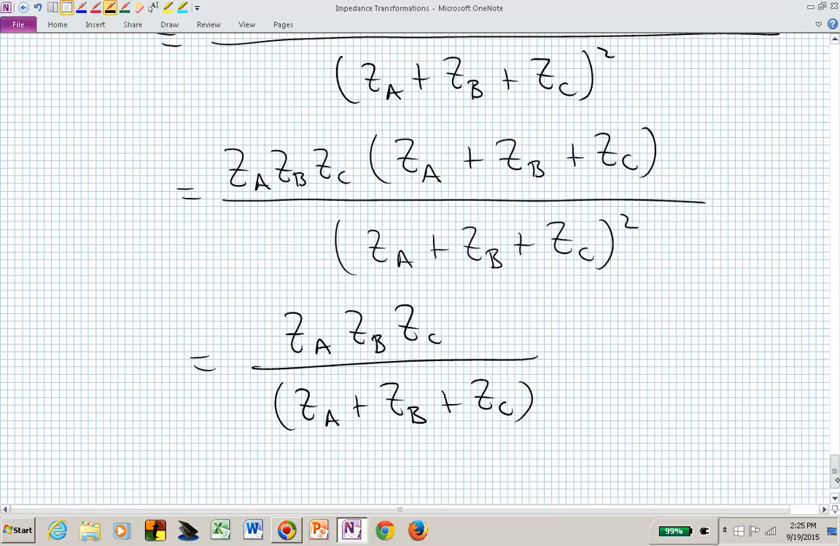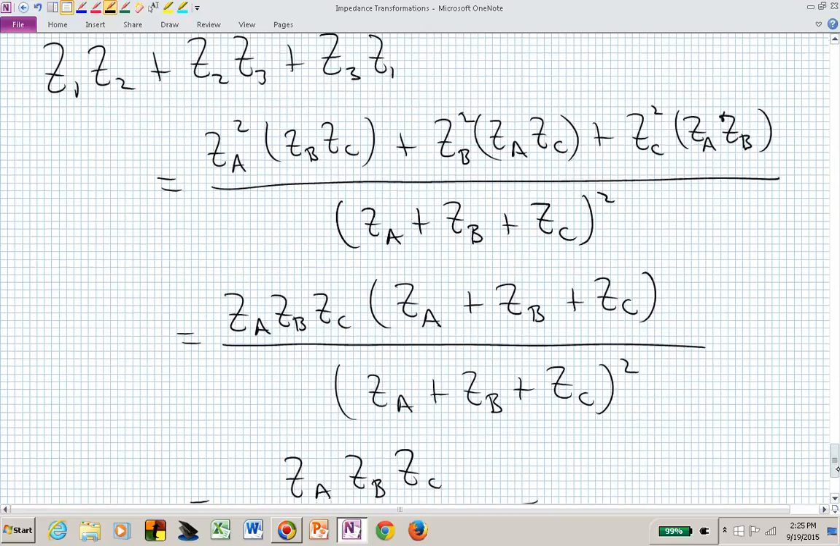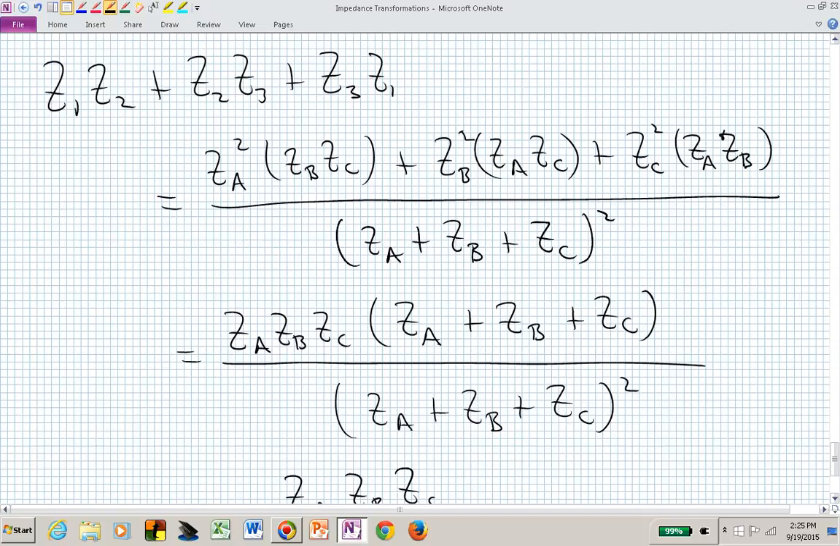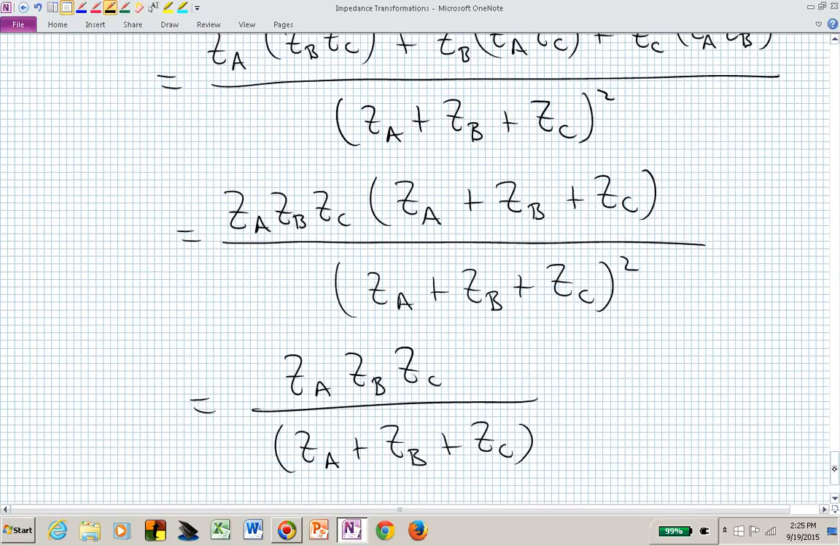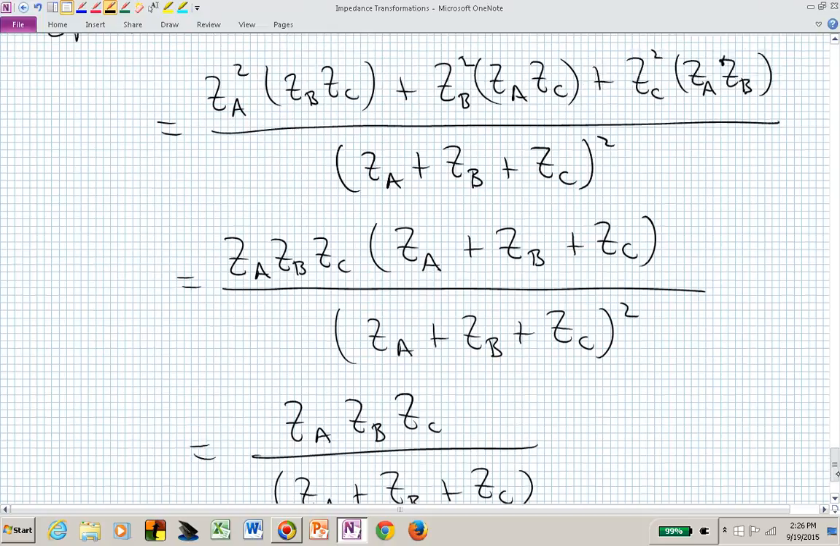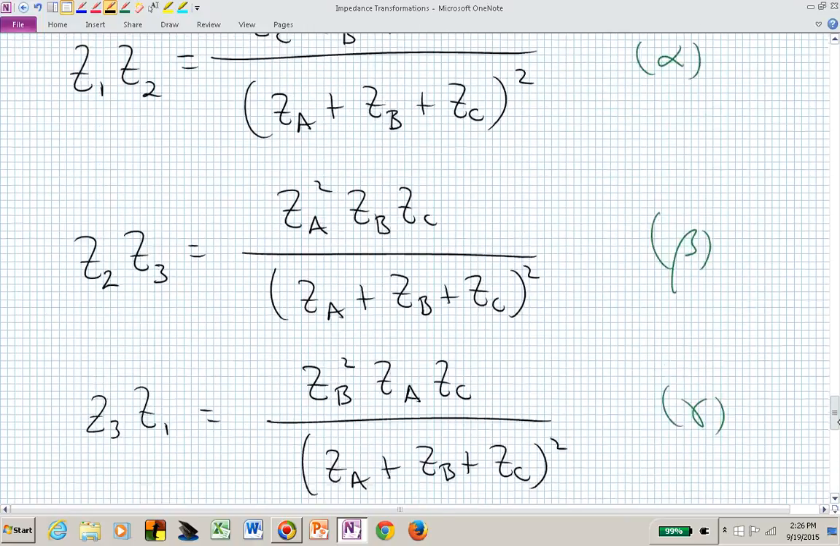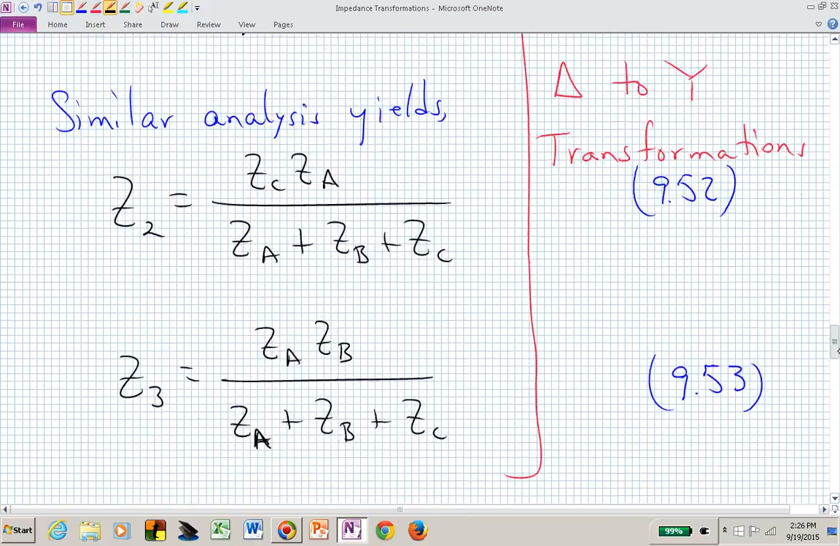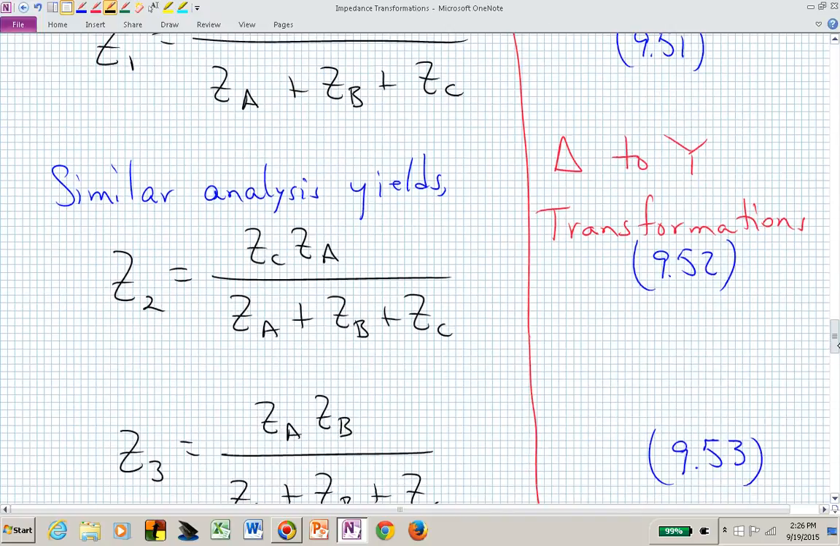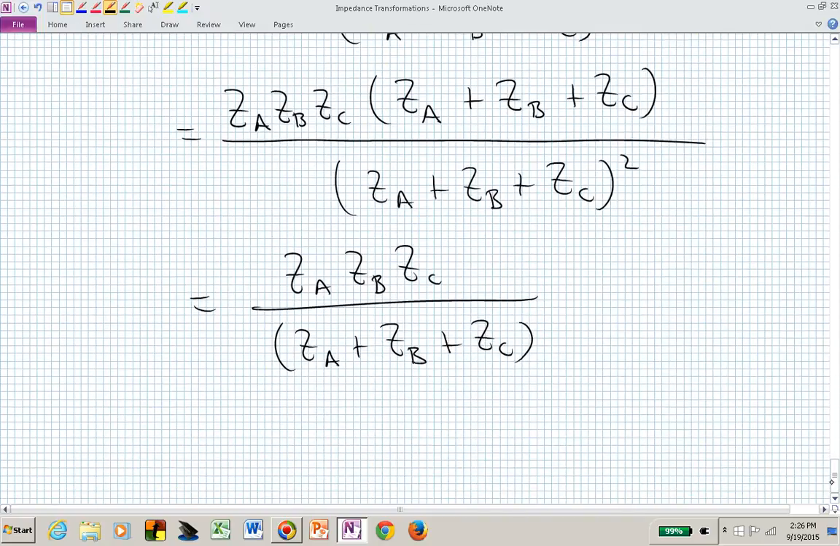Now, what I'm wanting to do is go from Y to delta. The Y's were the 1, 2, 3s, and the deltas were the ABCs. Can I obtain a formula for just Z sub A? If I go back and look at my equation, well, let me look at this one. I have ZA, ZB, ZC. I need to get rid of ZB and ZC.